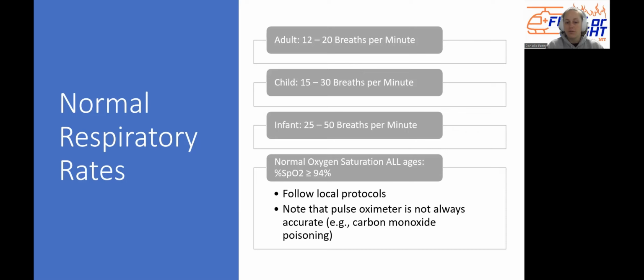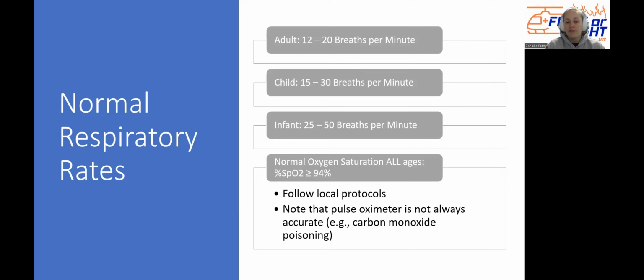Now, follow your local protocols on this. Here in Missoula, Montana, locally, our local agency, they go by 92% at this current time. So those could change, and they could vary from place to place. So follow your local protocols. But somewhere in that low to mid 90s range, we start to get concerned about oxygen saturation levels, and we start to think about applying oxygen. So follow your local protocols.